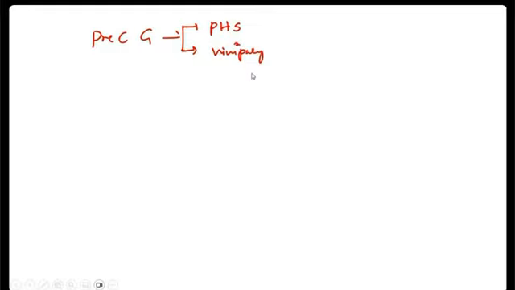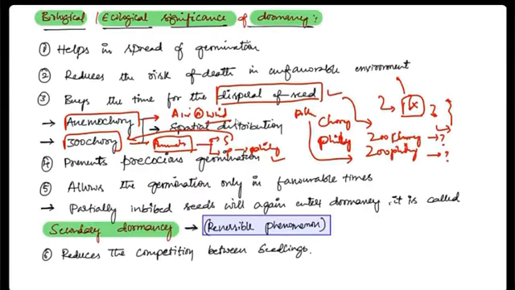Can anyone tell me, if you have found out, what is the difference between pre-harvest sprouting and vivipary? Okay, no problem. We can discuss it. So this is about prevention of precocious germination.